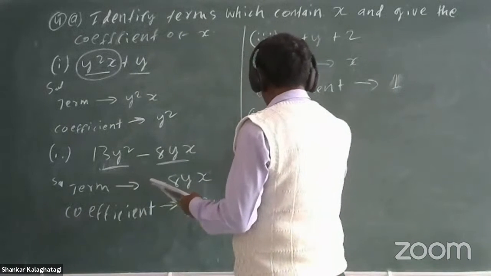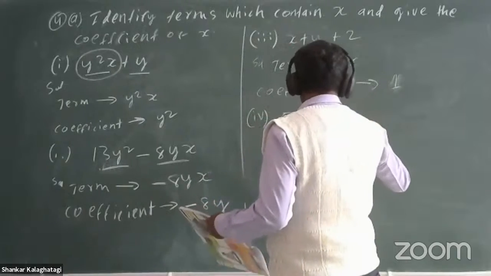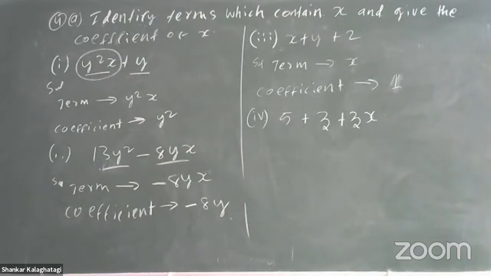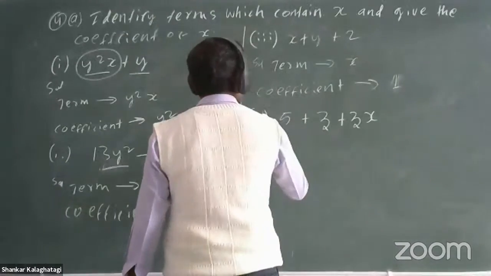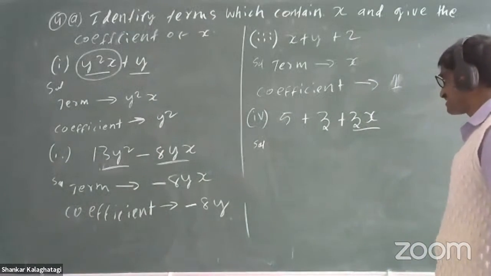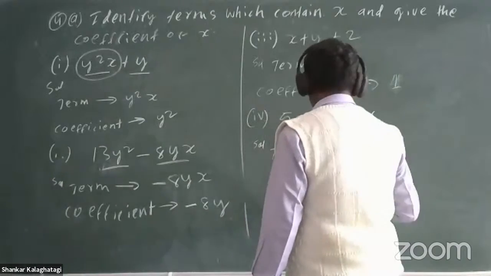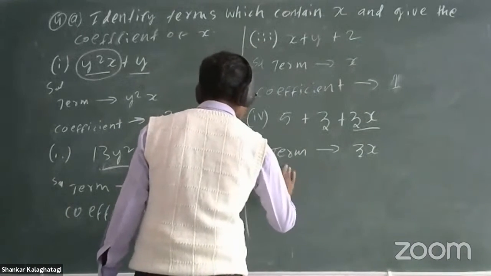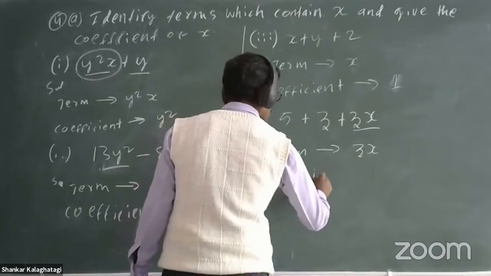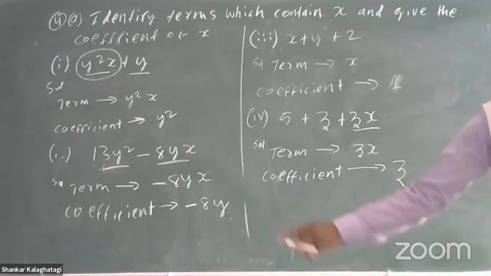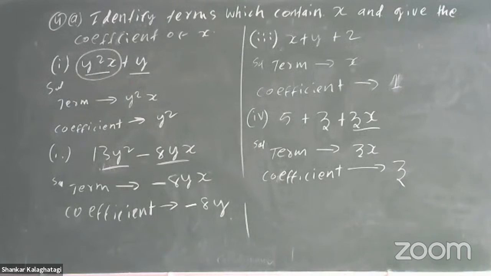Don't do that. 5 plus z plus zx. Again there are three terms, 1, 2, 3 terms are there. So in these three terms, this term contains x. So the term is zx. Next, the coefficient is z, only z, like this. Okay, before I rub, I will wait for half a minute, just check whether you have understood or not. If you have not understood, tell me.